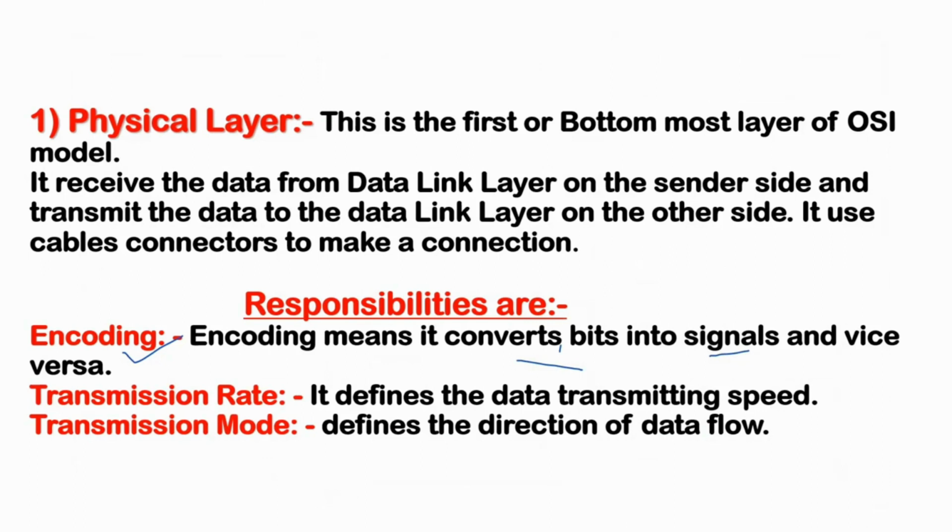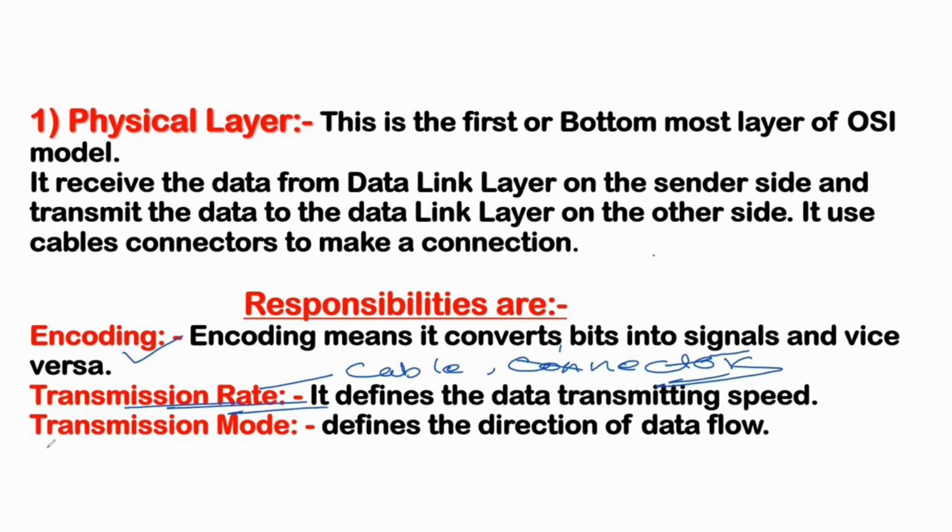So the first responsibility is encoding, and the second is transmission rate. Transmission rate means what? It defines the data transmission speed. On this layer it is decided what the data transmission speed will be. Why? Because data transmission speed depends on your cable and your connector. That's why the transmission rate is defined on this layer.